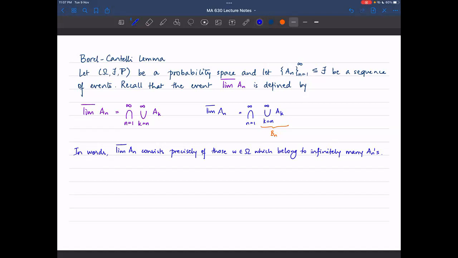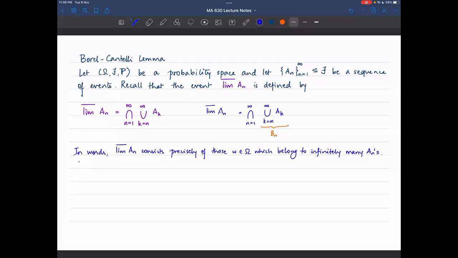and so on, then such an ω will be in the lim sup. Similarly, if there's an ω which belongs to A_10, A_20, A_30, A_40, and so on, then such an ω will belong to the lim sup. However, if I have an ω which belongs to A_1, A_2, A_5, A_8, but doesn't belong to any A's after that, then such an ω will not be in the lim sup. But anyway, let's make sure we can understand this from the mathematical definition. So I claim that lim sup A_n consists precisely of those ω in Ω which belong to infinitely many A_n's. So let's see why this is true.